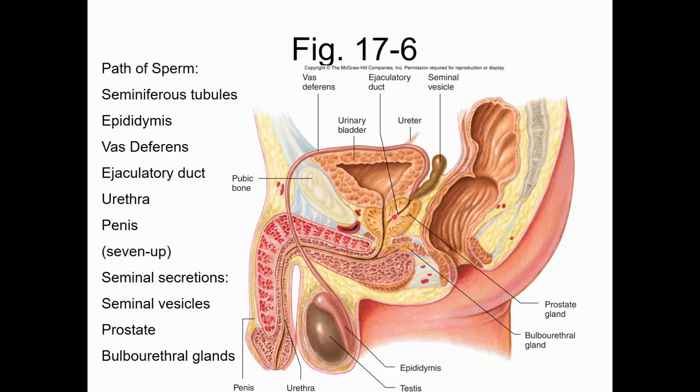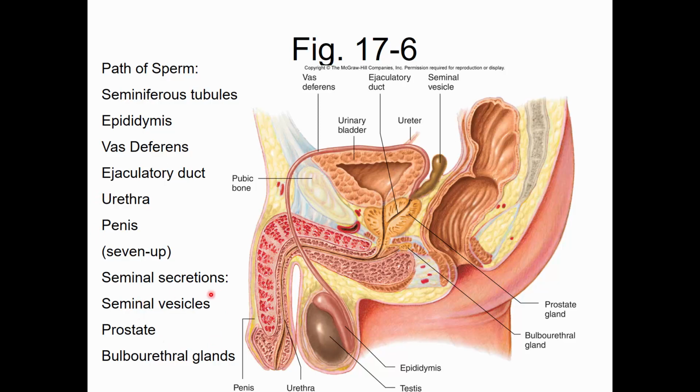Now notice that males have this long tube called the urethra, and it's serving two purposes. Sometimes the urethra is carrying urine, and other times the urethra is carrying semen with sperm. But there's a valve system here so that those two fluids aren't traveling at the same time. So seminiferous tubules is where the sperm start, stored in the epididymis, vas deferens, ejaculatory duct, urethra, and penis. There's a cute little mnemonic here, 7-up: SEVEN stands for nothing, UP.